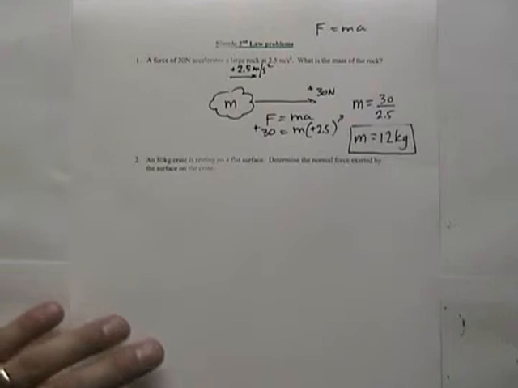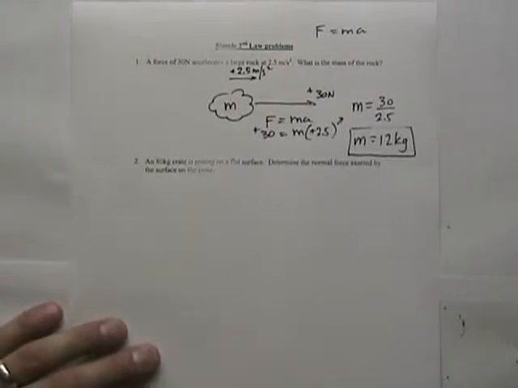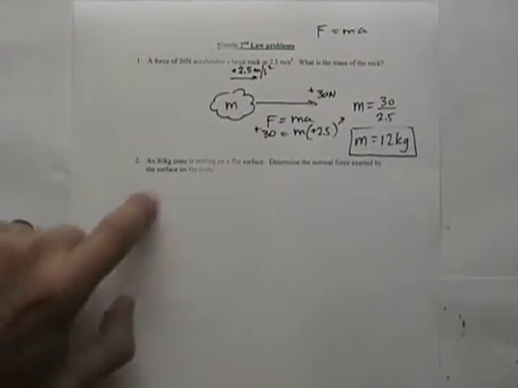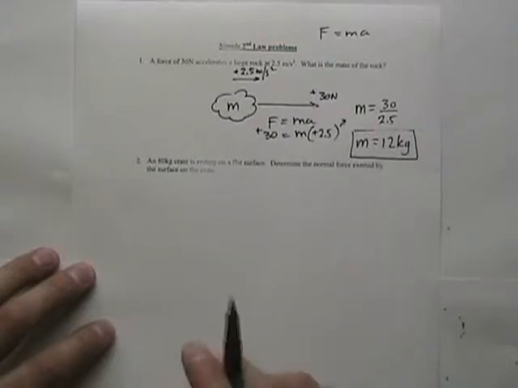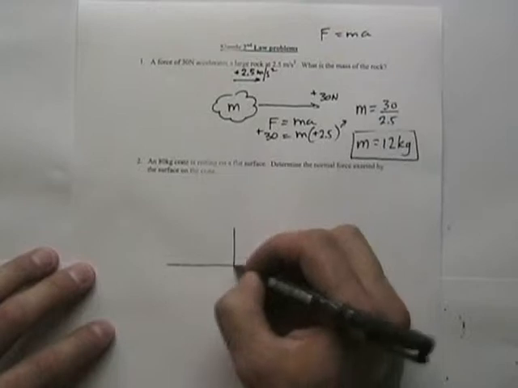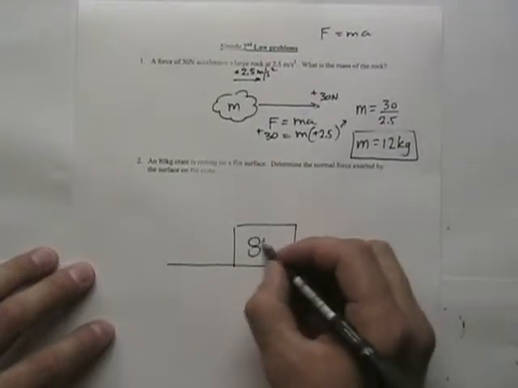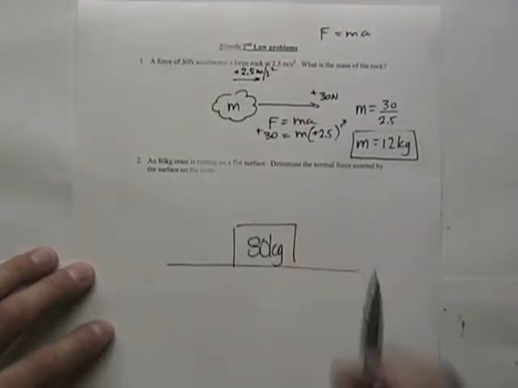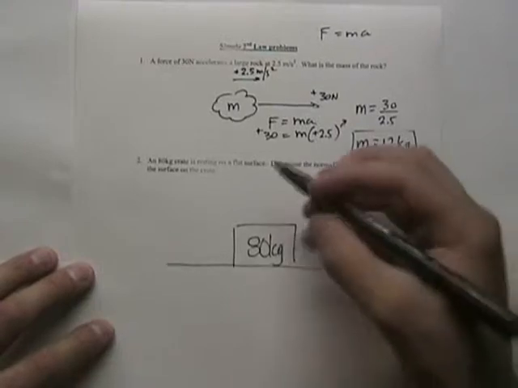You'll probably never see one of those again. It's always step 0 of a 4-step question. Second question says that you've got an 80 kilogram crate resting on a flat surface. So let's draw this 80 kilogram crate. 80 kilograms. Determine the normal force exerted by the surface on the crate.